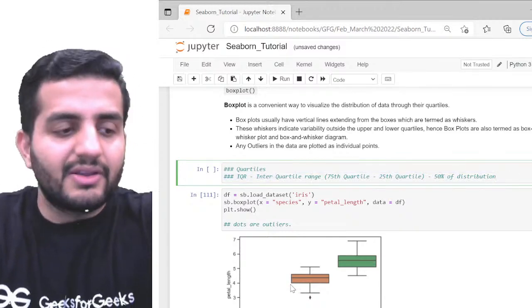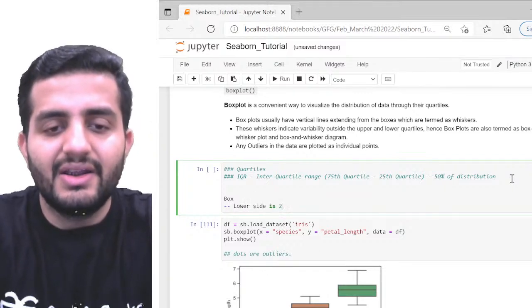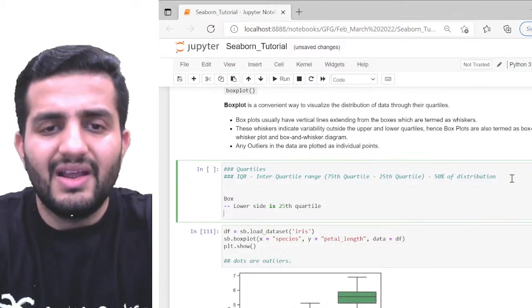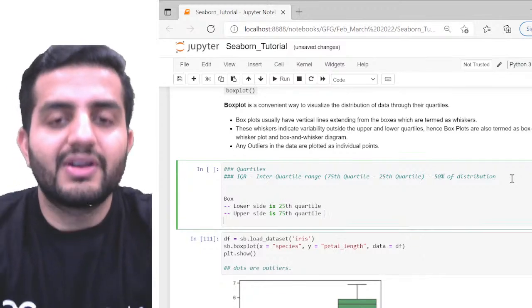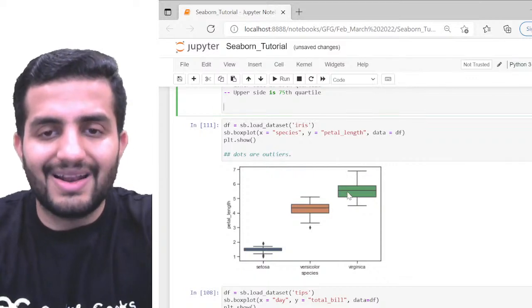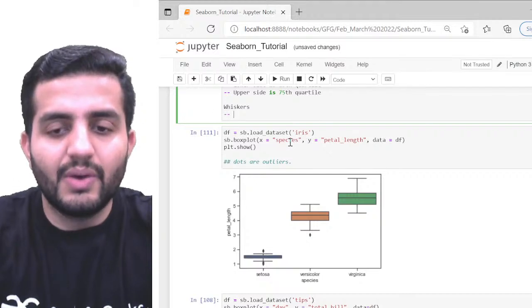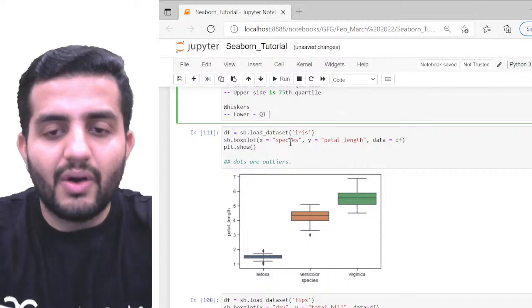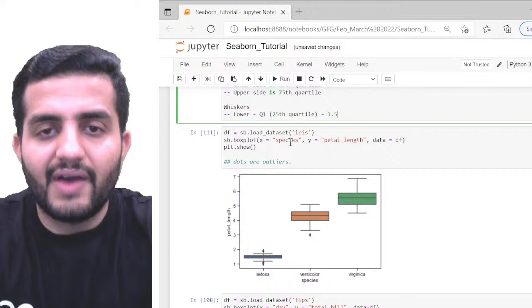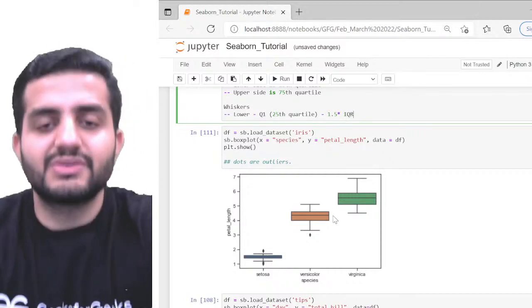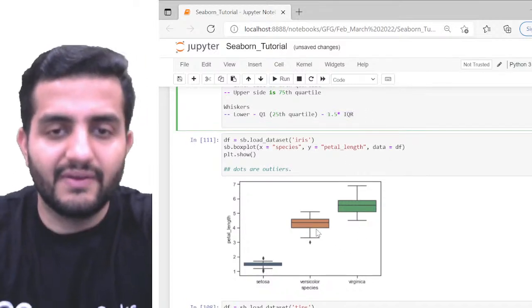Now the box: on the box plot, I have a box, right? For the box, the lower side is the 25th quartile and the upper side is the 75th quartile. After this, we have whiskers, the top line and the bottom line. Again we have lower and upper. For the lower, it's basically my Q1 or 25th quartile minus 1.5 times the IQR. So the 25th quartile, this is my Q1 value, minus 1.5 times the IQR. That's my lower whisker.